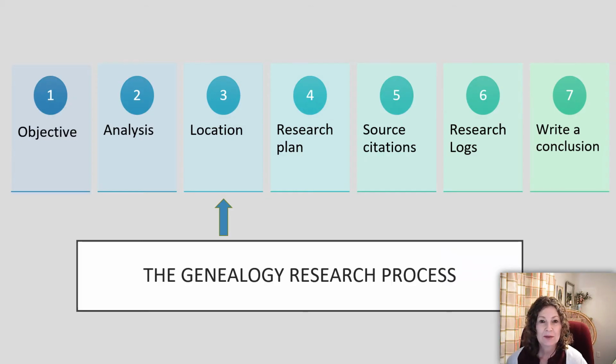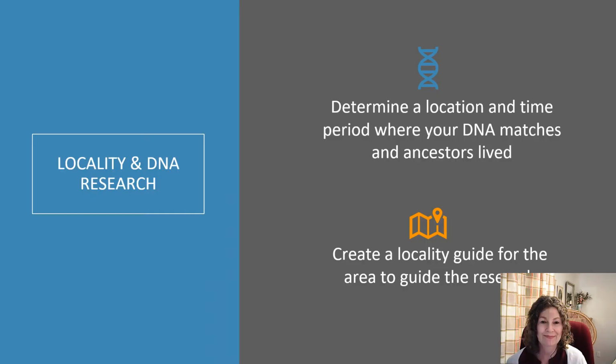After having done some good source analysis of both the documents and the DNA, it's time to move on to location. So what do we do with locality research and DNA? Let's take a look. When we're working with DNA, we have to determine a location and a time period where DNA matches and ancestors lived. And particularly in this case, I needed to find a location where conception could have occurred for the resulting child of Jack Kenneth Schaefer Sr.